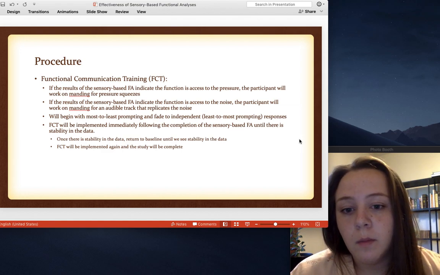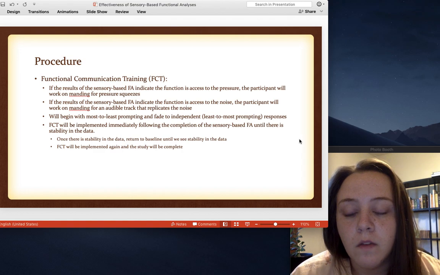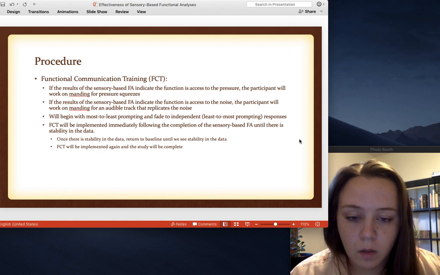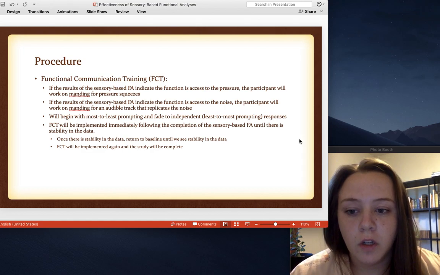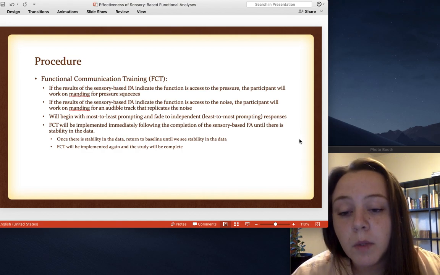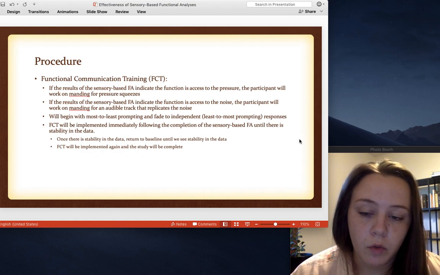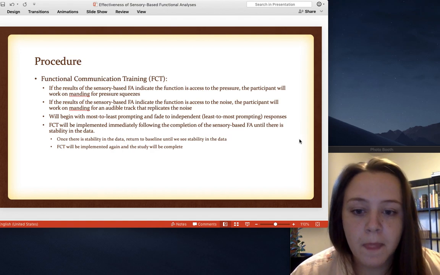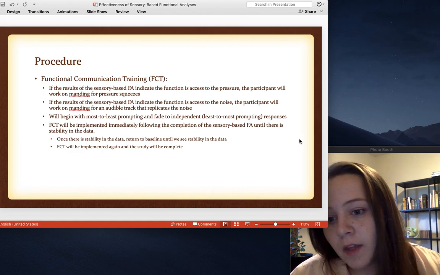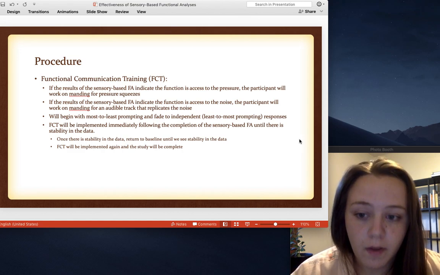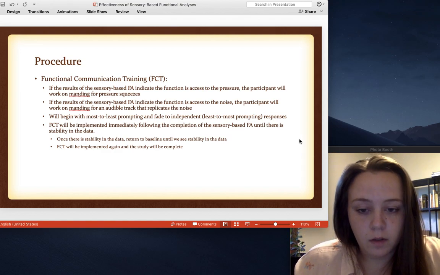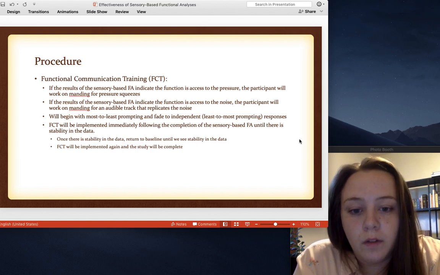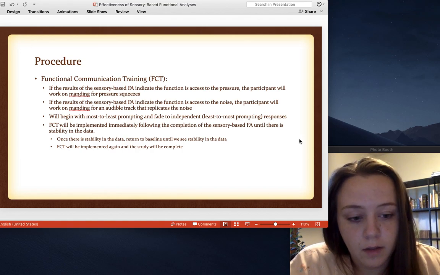So this would be our first B phase. A phase, again, was that sensory-based FA. So then our first B phase would be this functional communication training, and we would want to continue with the B phase until we see stability in the frequency of self-injurious behavior. And then once there is stability in the data, we would return to baseline, which would be our first return to the A phase until we again see stability in the data. And then we would move back to the B phase, which is that functional communication training again. And then we would finish the study once stability in the data is seen again. So this is the AB design.